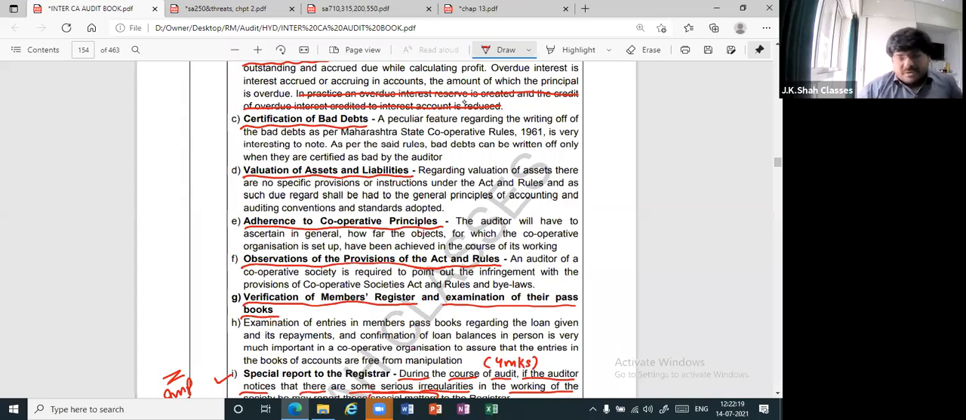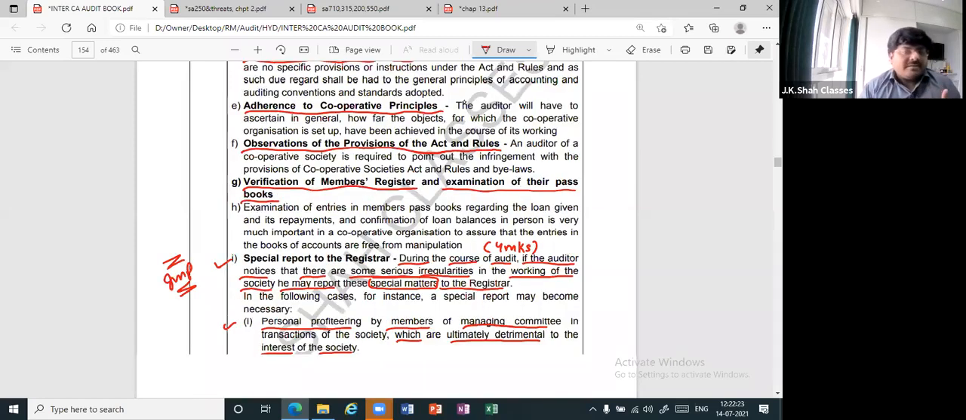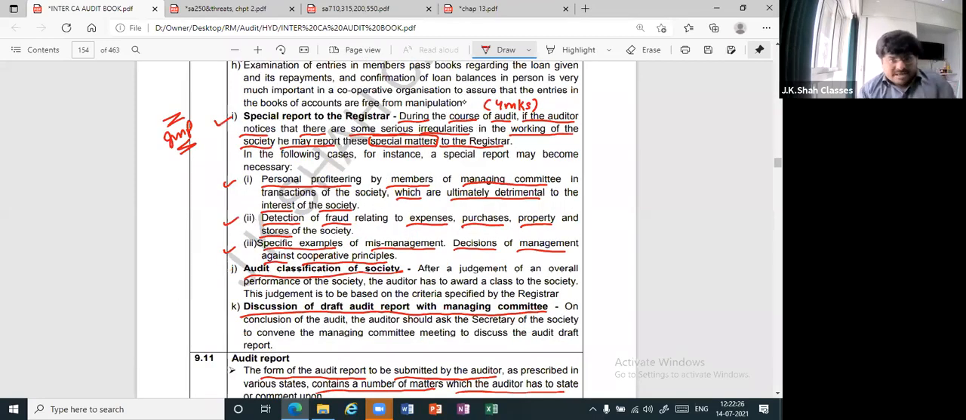Thereafter, ultimately, special report to the registrar. I hope you'll have to report three things. If there is any personal profiteering which is happening by the managing committee, then ultimately that has to be brought to the notice of the registrar.